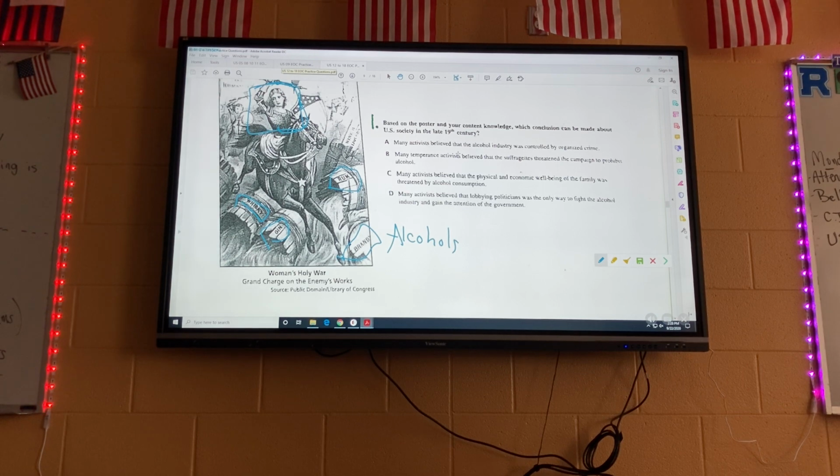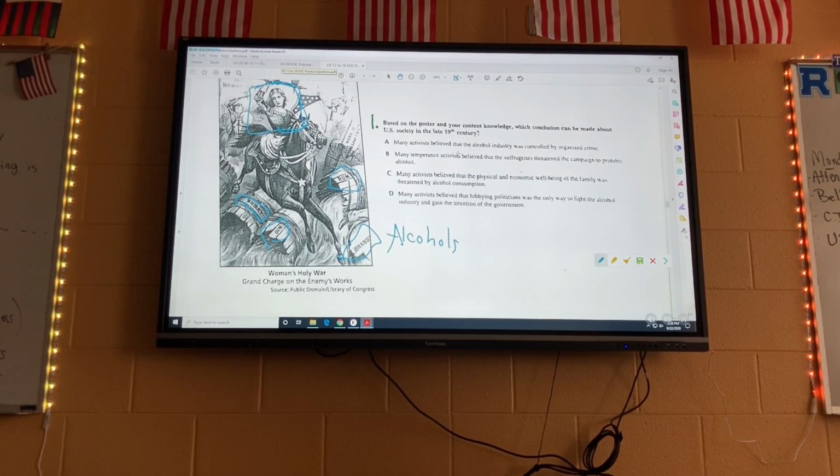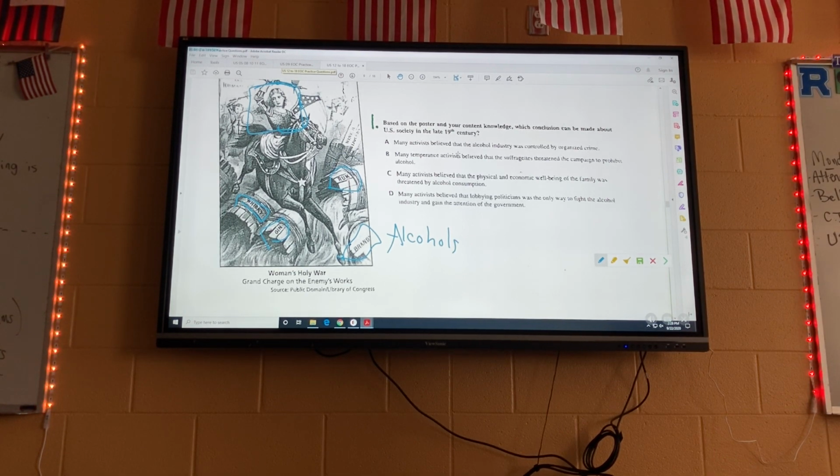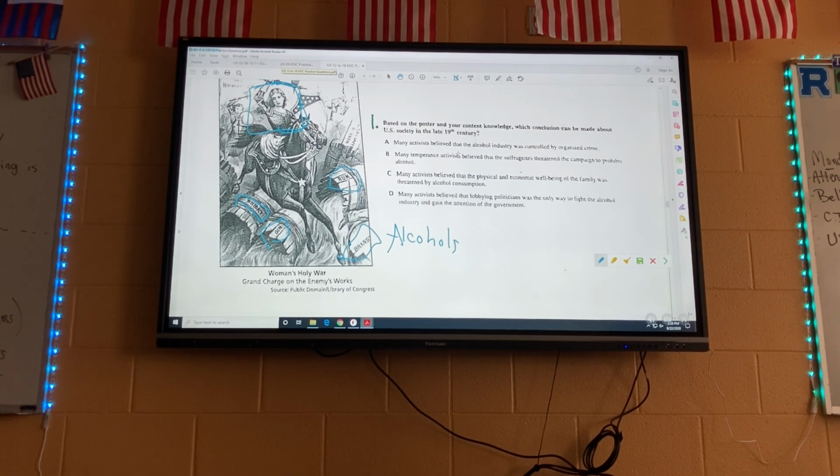And so let's take a look. It says, A, many activists believe the alcohol industry was controlled by organized crime. And this is late 19th century. We're not there yet. B, many temperance activists believe that the suffragettes threatened to campaign to prohibit alcohol. A lot of these suffragettes, the women, they focused on this. They said, hey, we need to get rid of alcohol.